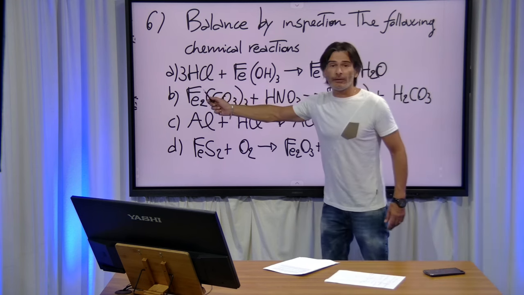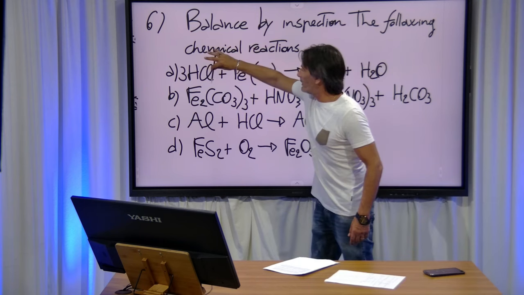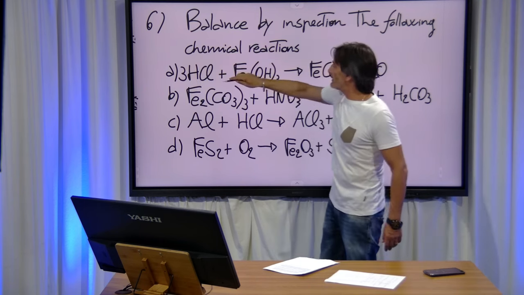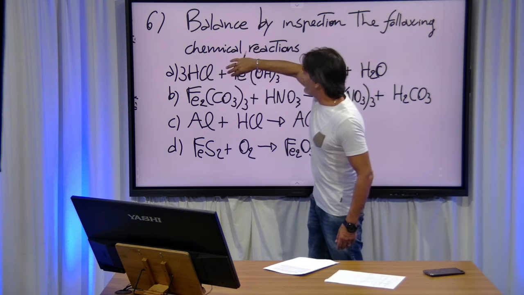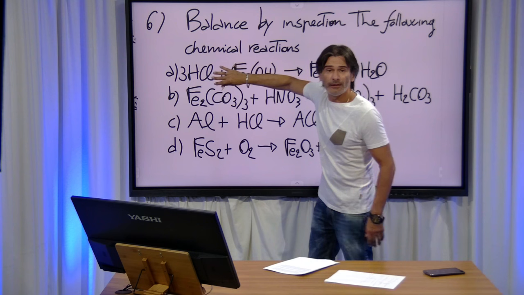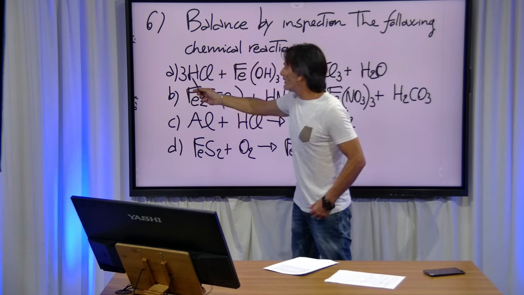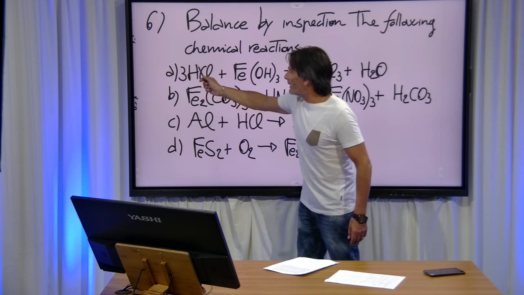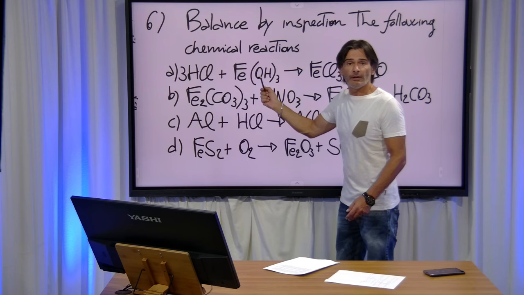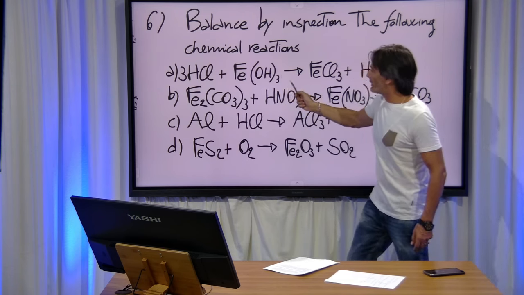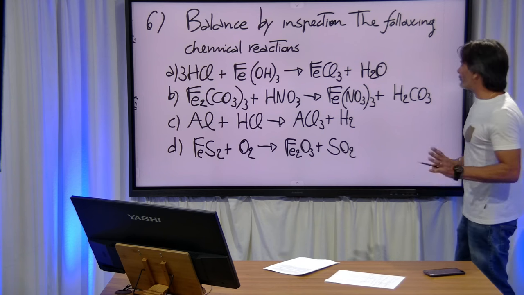So now I can consider the hydrogen. Here all the coefficients are defined, 1 and 3. So I can count the hydrogen. Here I have 3 atoms of hydrogen, and here I have 3 atoms of hydrogen. 3 plus 3, 6 atoms of hydrogen in total.